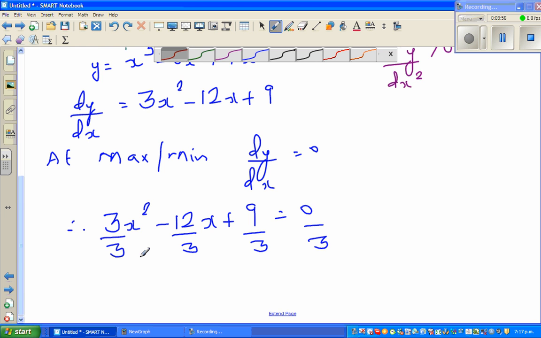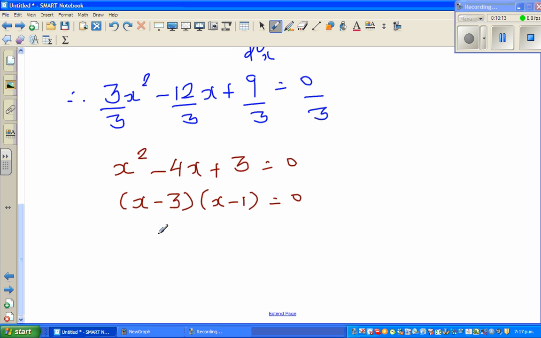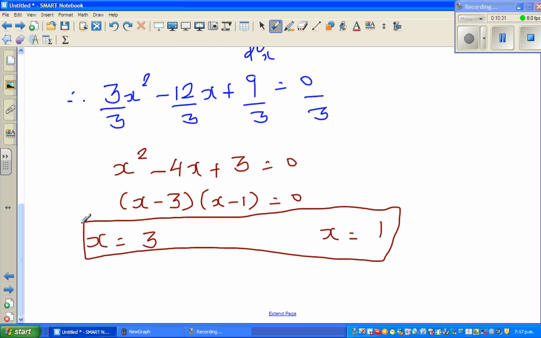So this becomes x squared minus 4x plus 3 is equal to 0. Now this is a simple quadratic equation, so this is x minus 3 times x minus 1. Then you set both of them equal to 0, when x is 3 and x is 1. These are the two points where you get the maximum or minimum.